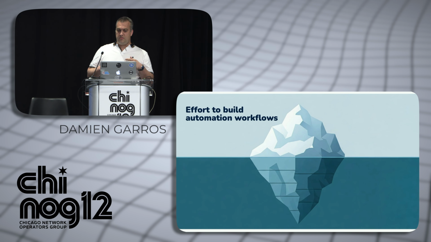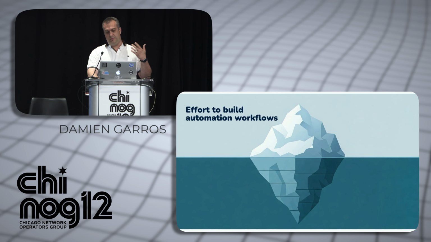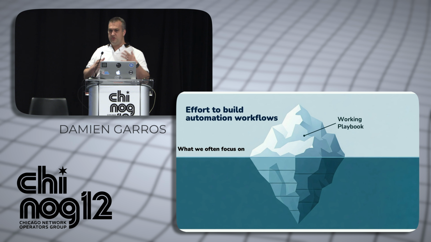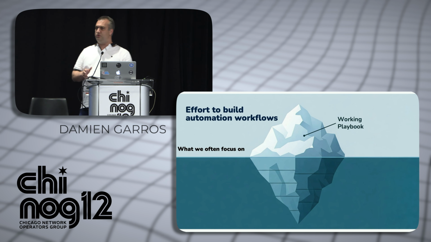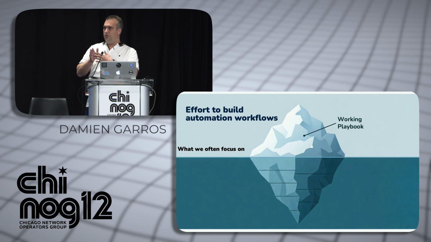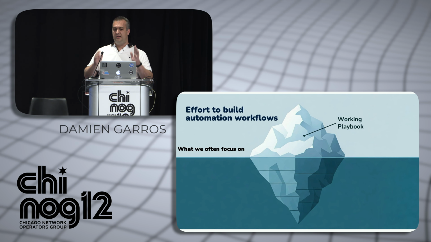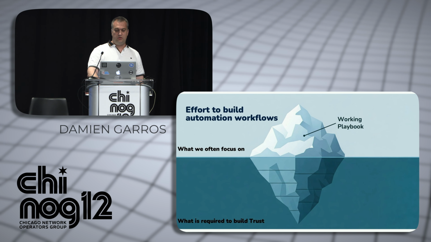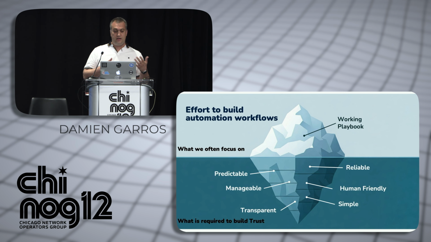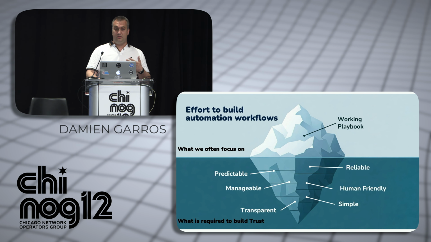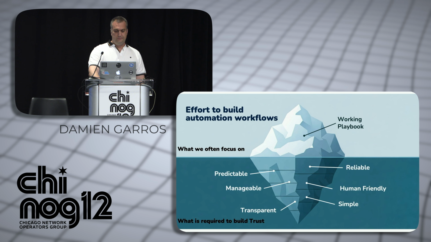To really build trustworthy automation, it's the iceberg image, where we usually focus on making it work. I need to build something to upgrade the network, so I'm going to put all my effort into making sure that in this one positive situation, the happy path, everything is working, and then done. But the truth is there are all of those other aspects around it. You need to make it predictable. You need to make it transparent to the user. It needs to be reliable, human-friendly, and manageable, which is usually what we forget.